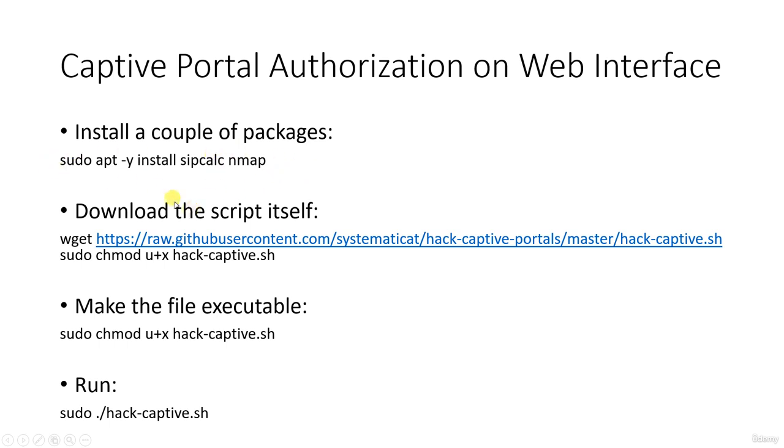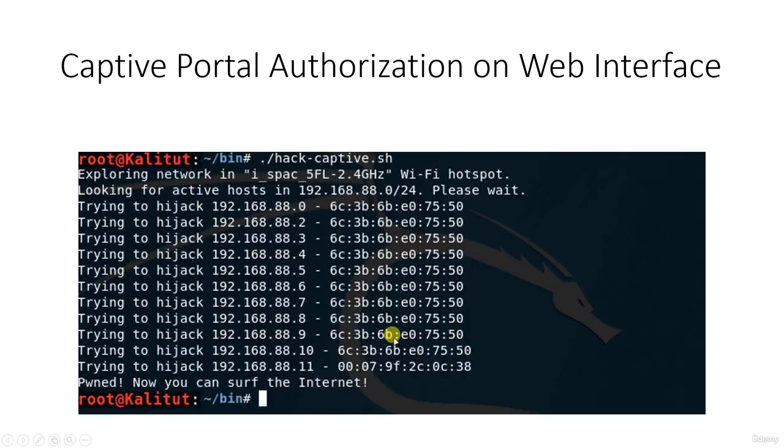After that you have to download the script itself. Make sure you download it using this command. Then what you have to do is make the file executable, so just run this simple code. I already selected this so that you can understand. After making the file executable, finally just run it. As you can see, you will get a result similar to this, and you will see the line that you can surf the internet.